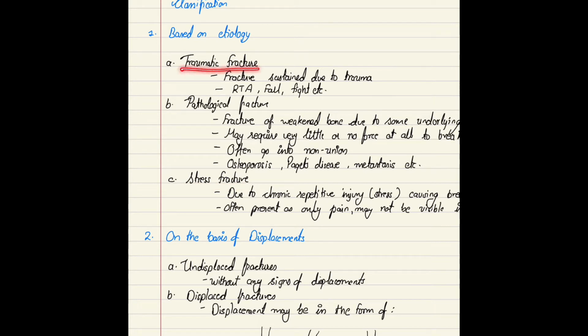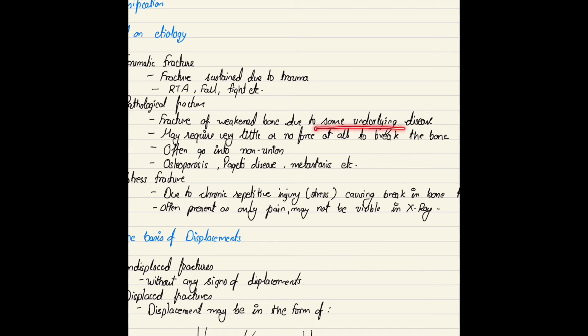In the traumatic fracture, a fracture is due to trauma. Trauma such as road traffic accidents or heavy fall, or when you engage in some kind of fight, then you can have traumatic fracture. In the pathological fracture, the fracture is mainly due to some underlying disease, okay?